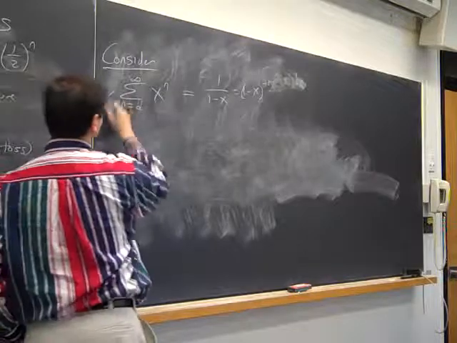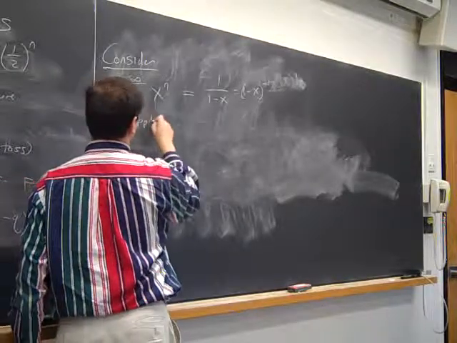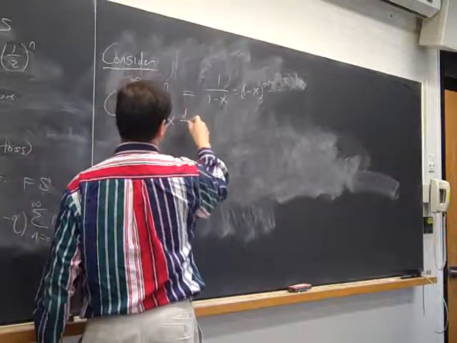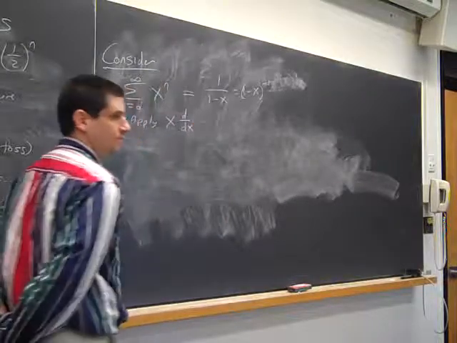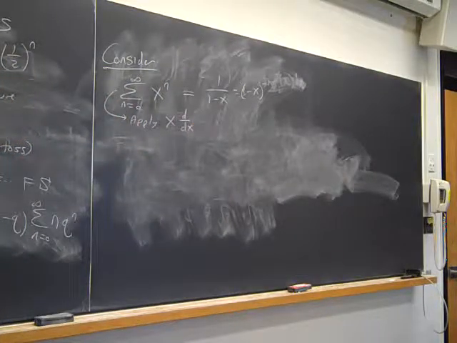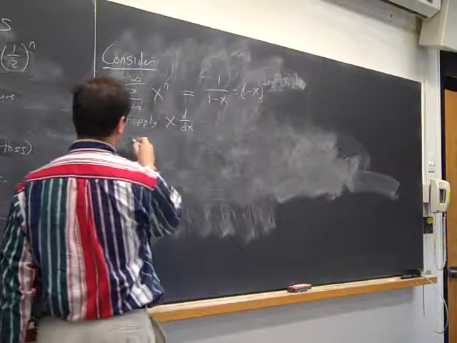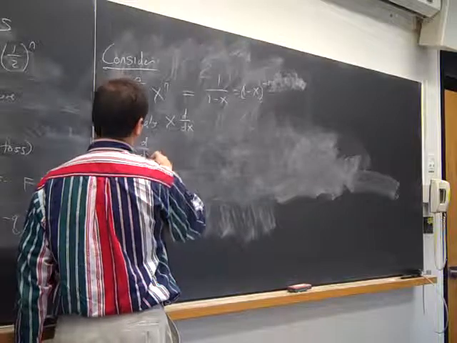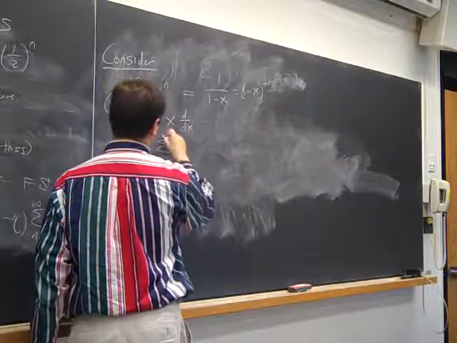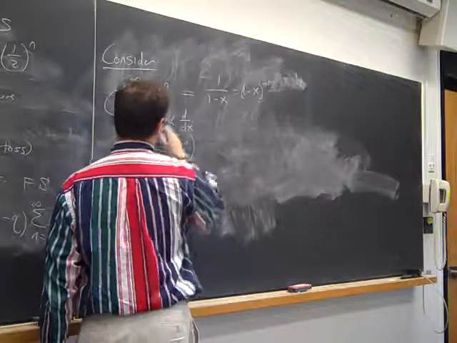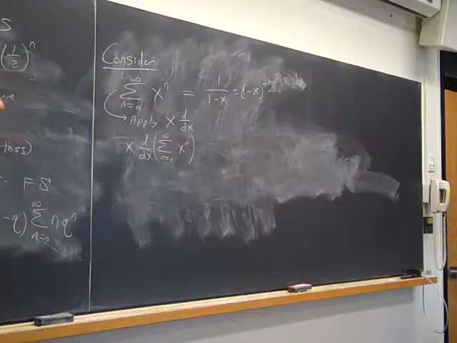So what I'm going to do is apply the operator x d by dx. And the reason I'm going to multiply by this extra x is I'm going to keep the power of x as n, which is what I want. Okay? Now, what do I have to worry about? I have x d by dx of the sum. What do you think I want to do with my operator?